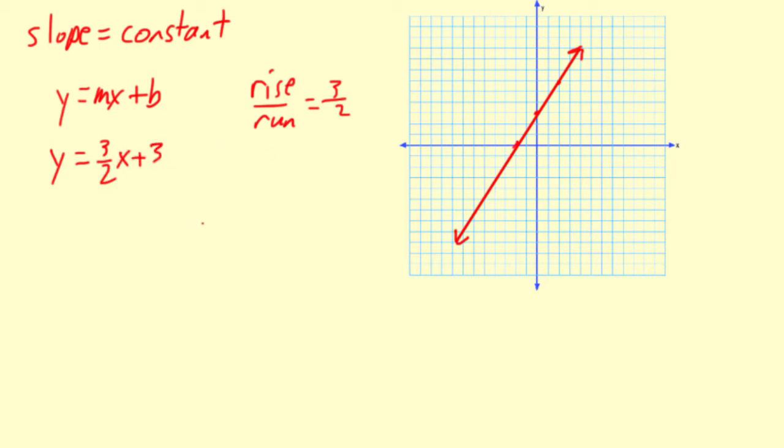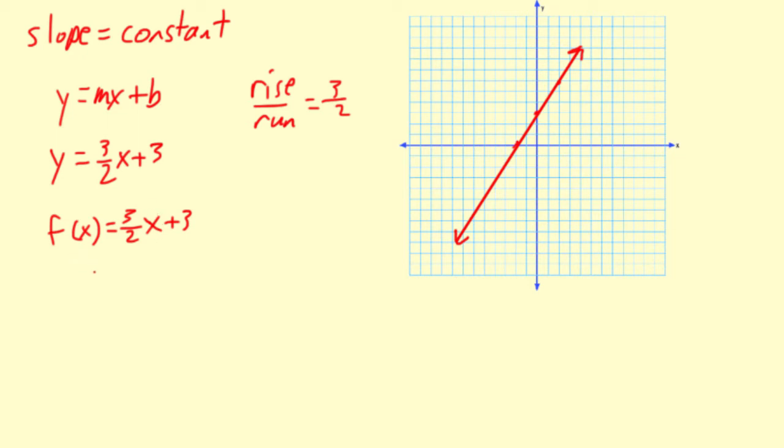Okay, now a linear function, or any function for that matter, can be written in function notation, and that looks like this. Instead of y, you have f of x. That is basically saying the function of x is 3 halves x plus 3. It means the exact same thing as y, it's just fancy math notation. So f of x is the output, x is the input.